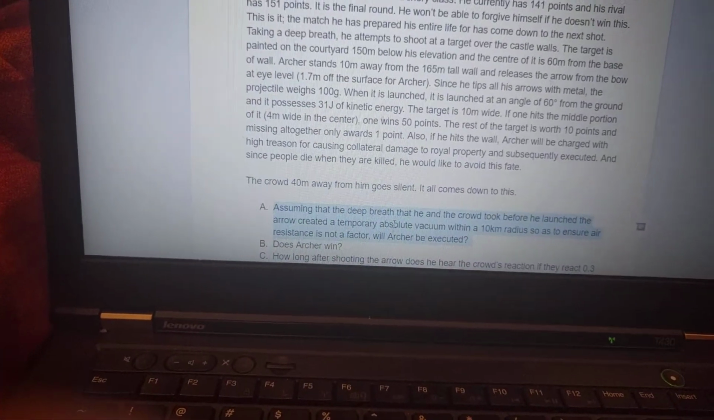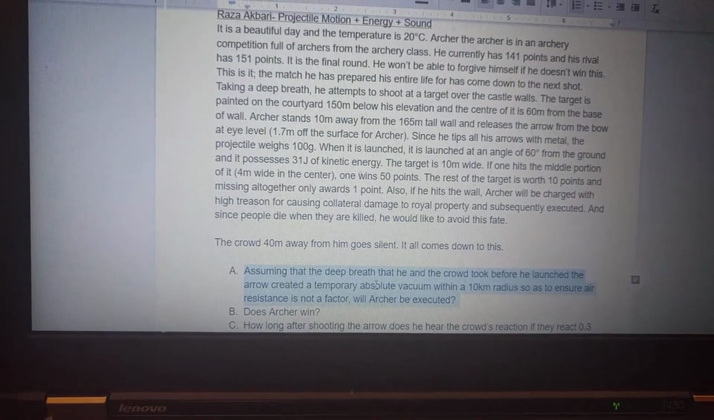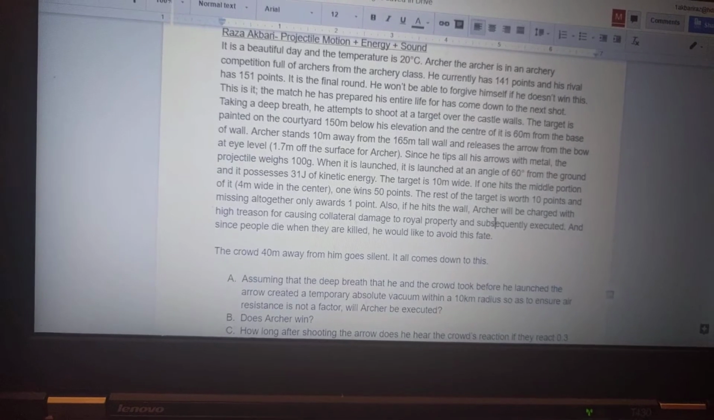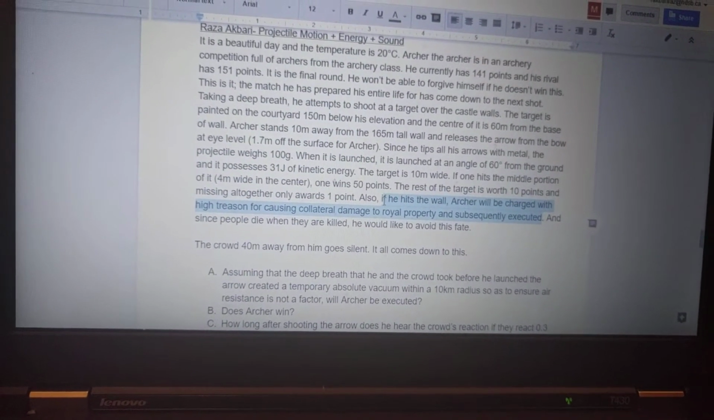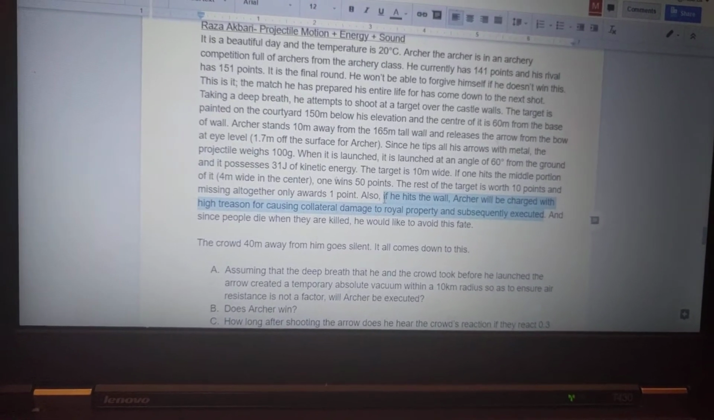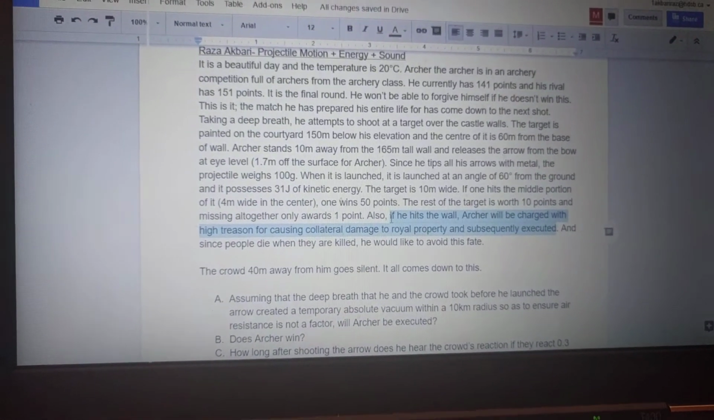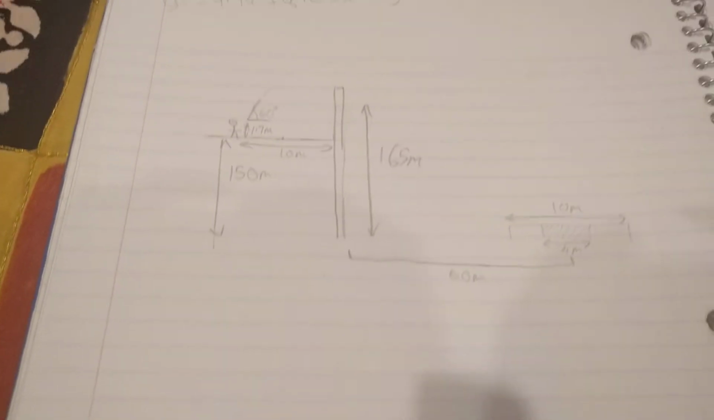So the first question here says basically, will the archer be executed? But as you can see in the question here, it says that he's going to be executed if he hits the wall. So it's basically just asking you if he hits the wall with his arrow or if he manages to clear it. So to work this out, the first thing that you have to do is calculate initial velocity.